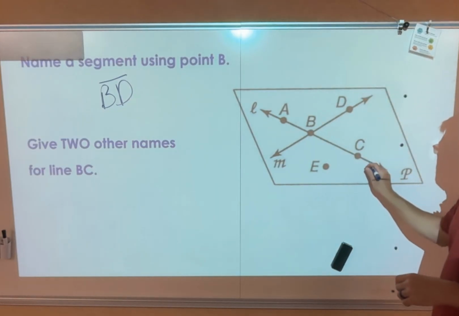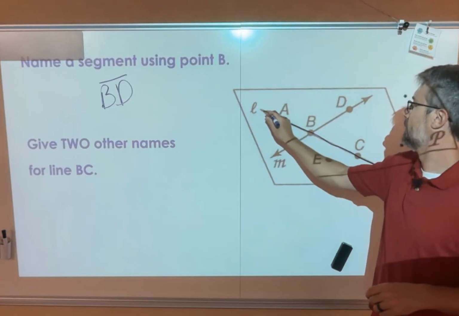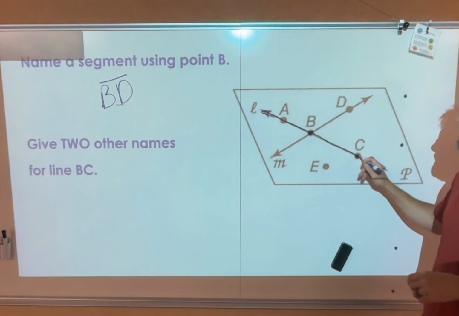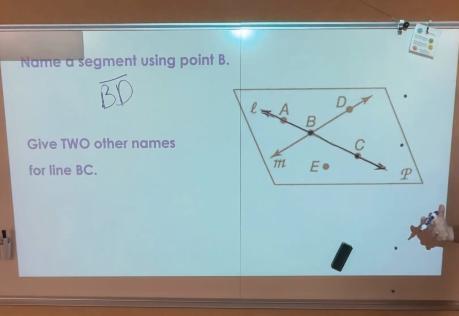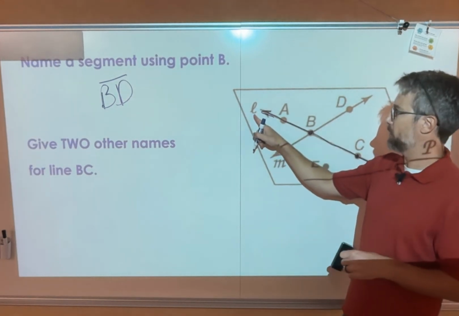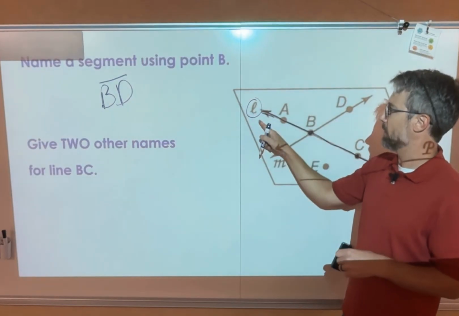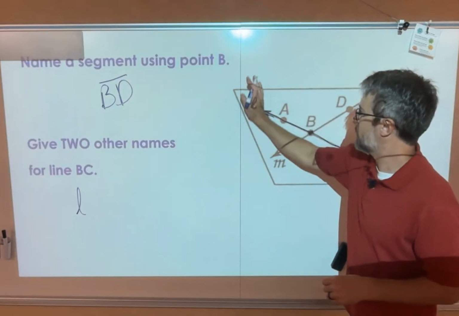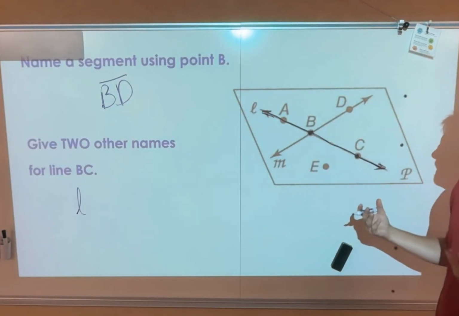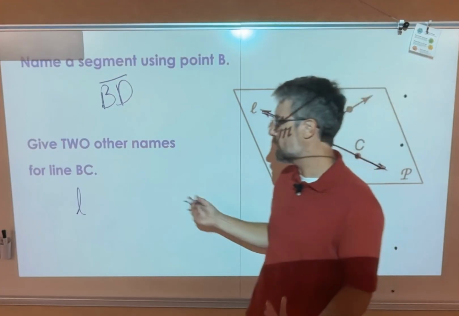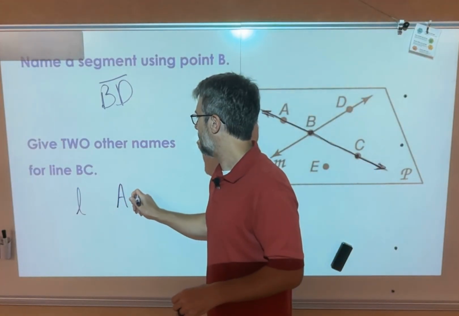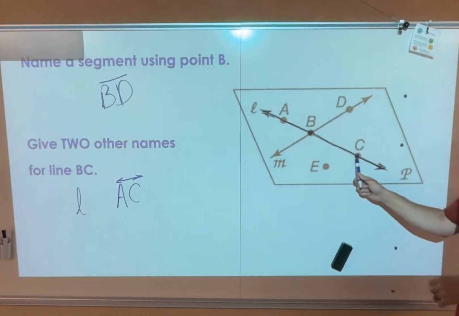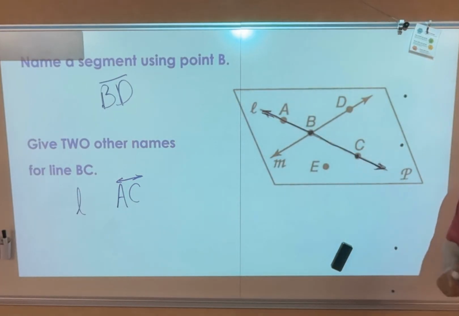All right, 2 other names for line BC. So now we're talking about the whole line here, and we've named it using B and C. What are some different ways that we can name it? Well, I could certainly use the lowercase l right here on the end. That would be one way. Another way, I could take any other 2 points that are on there. So maybe I take AB or AC. I could even just switch the letters around. Really, any combination of 2 of these points in any order will work.